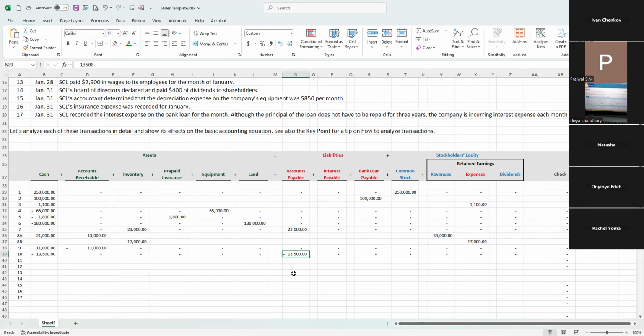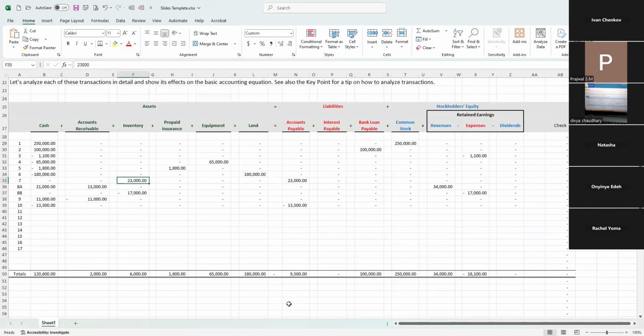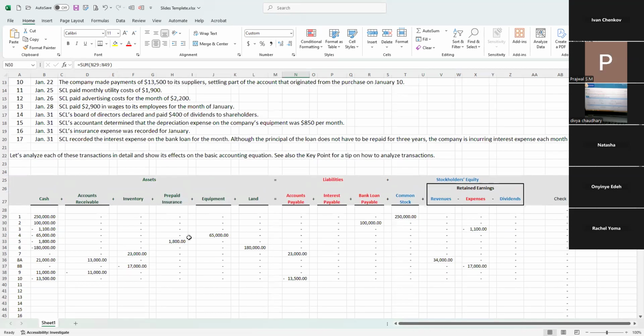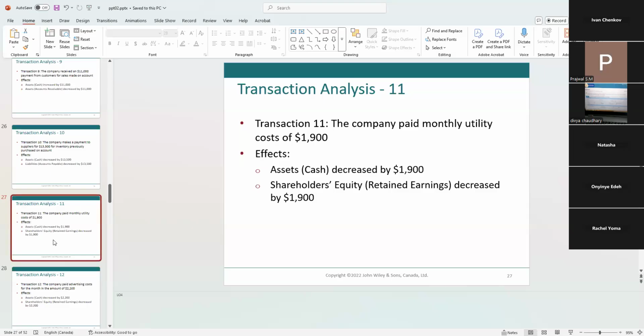And we're in balance. Do we still have to pay for this purchase? Yes, we have some 9,500. How much do we have to pay? $9,500. All right, let's keep going. Next transaction.